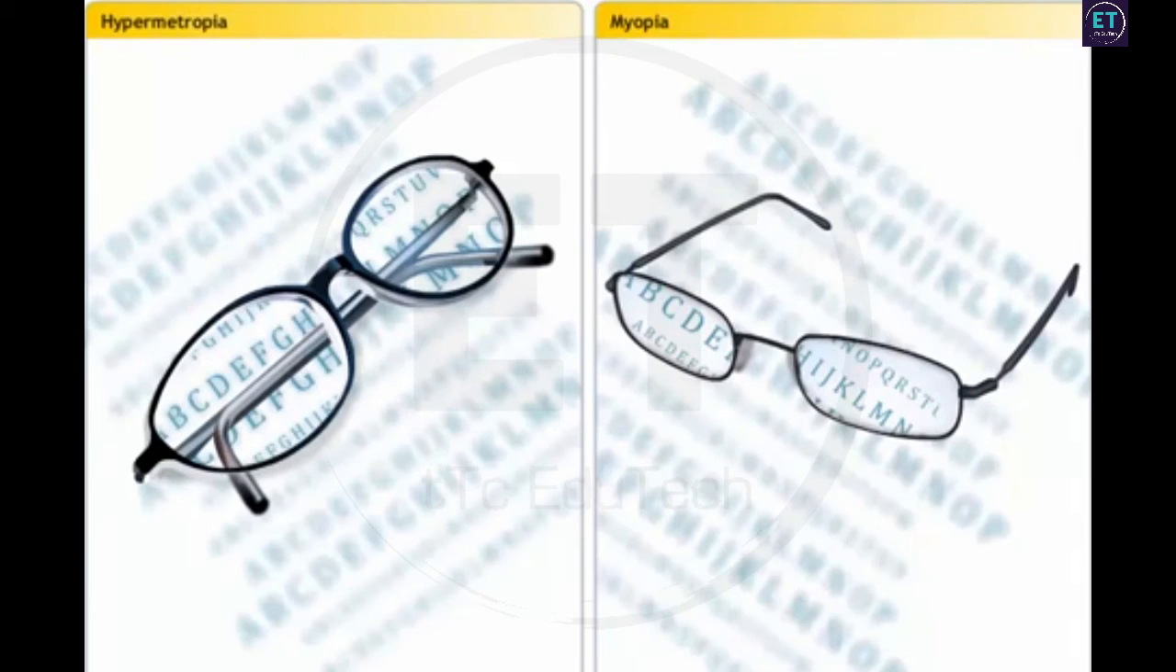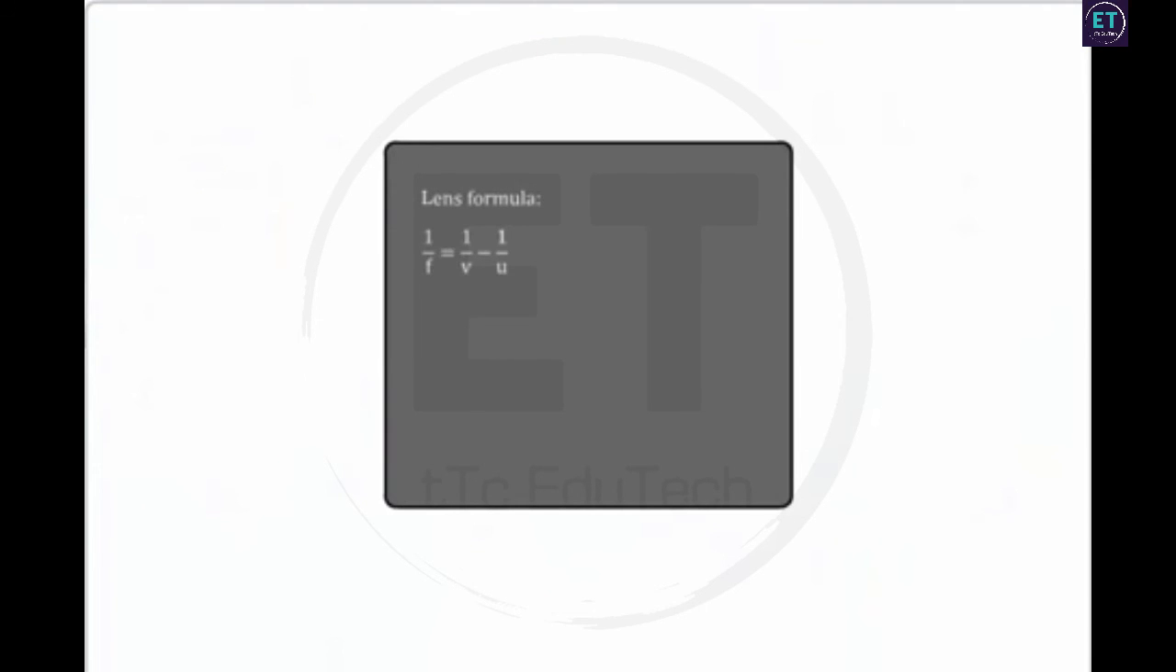We can determine the focal length of the corrective lens for myopia or hypermetropia using the lens formula 1 divided by F equals 1 divided by V minus 1 divided by U. The power of the corrective lens is the reciprocal of its focal length, expressed in meters. The SI unit of power of a lens is diopter and is denoted by D. For example, if the focal length of a corrective convex lens is 80 cm or 0.8 meter, its power is equal to the reciprocal of 0.8, which is 1.25 diopter.